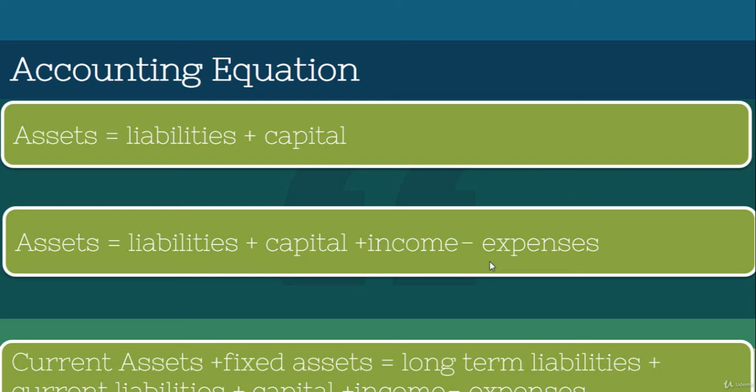So that's how the accounting equation changes: assets equal liabilities plus capital plus income minus expenses. And we can divide assets into current assets and non-current or fixed assets, and liabilities into current liabilities and non-current liabilities. So we can write our accounting equation like this: current assets plus fixed assets equal long-term liabilities plus current liabilities plus capital plus income minus expenses. So this is the basic accounting equation.